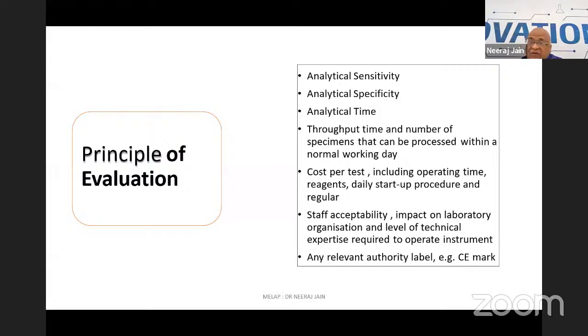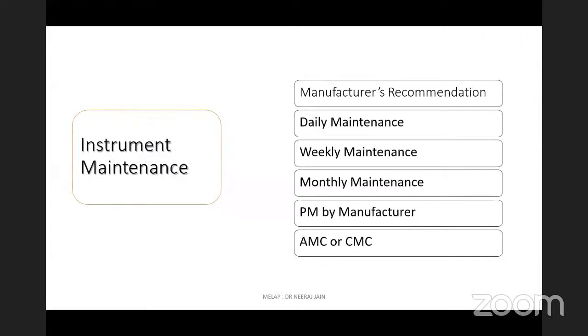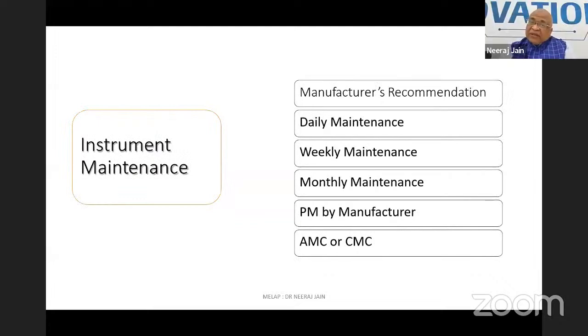Cost per test, it is not only reagent cost. You have to see it includes your control cost also, it includes your washing cycle also, it includes your AMC or CMC also, cost of the machine. So that way you have to test how you are maintaining these equipments: daily maintenance, weekly maintenance, monthly maintenance, preventive maintenance by the manufacturer. You are taking official AMC or CMC.